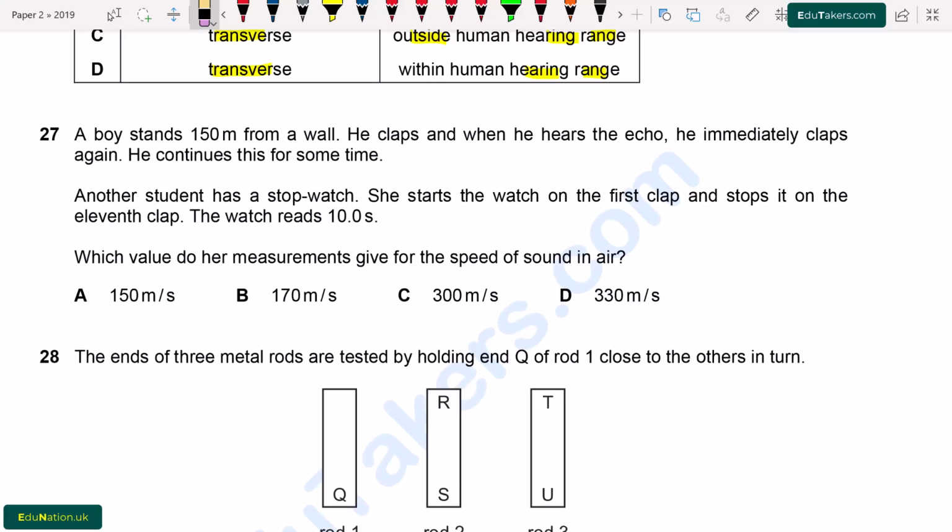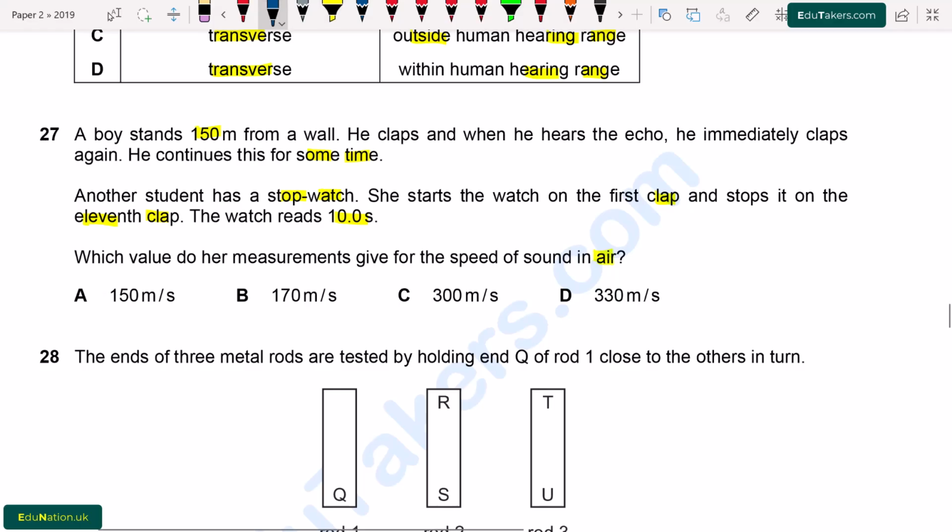Question number 27. A boy stands 150 meters from the wall. He claps and when he hears the echo, he immediately claps again. He continues this for some time. Another student has a stopwatch. She starts the watch on the first clap and stops it on the 11th clap. The watch reads 10.0 seconds. Which value do her measurements give for the speed of sound in air?